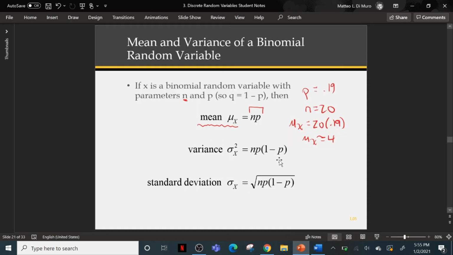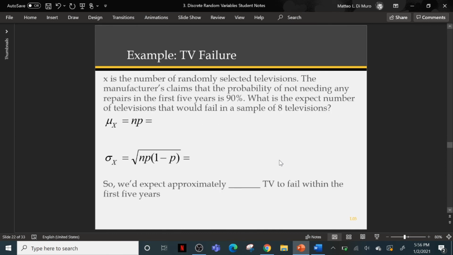What about the variance? A little bit less obvious, obviously, but here's the formula. So it's n times p times 1 minus p. And the standard deviation is just the same thing in the square root of it. So let's try a question, just so we can say that we did it.